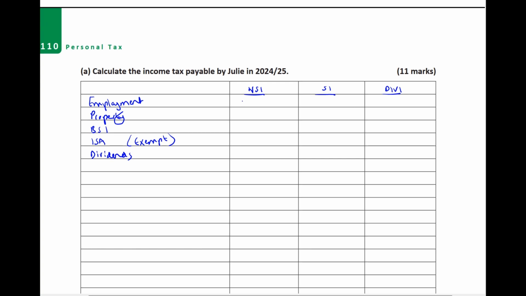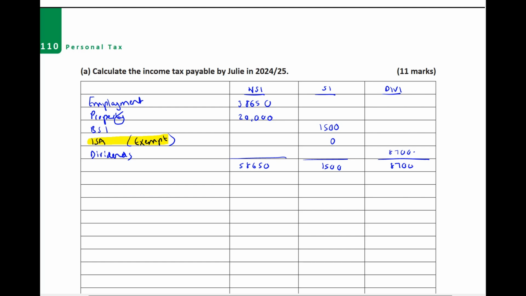That my employment income is 38,650. My property is 20,000, and none of that is savings. That goes into non-savings. And I've got savings 1,500. The ISA was exempt, so 0. But notice how I've included a note of it anyway, so the examiner knows that I know it's exempt. And then my dividends. We can then add up each of these. You don't have to add it at this stage. You might like to, but it's not essential.